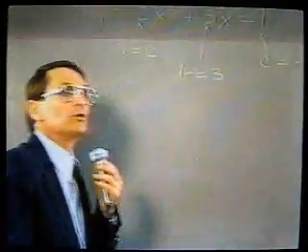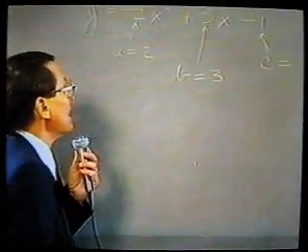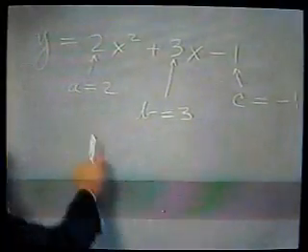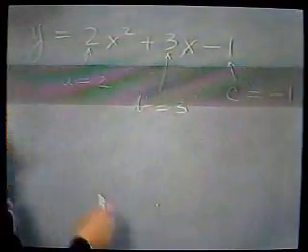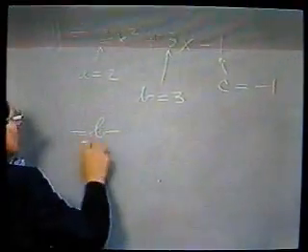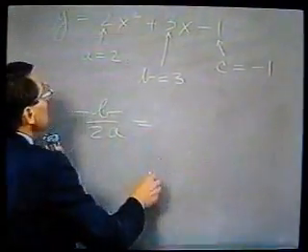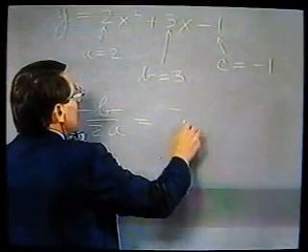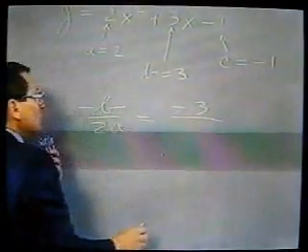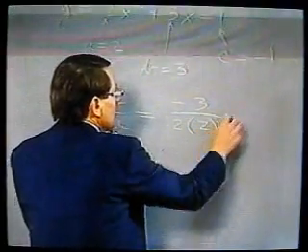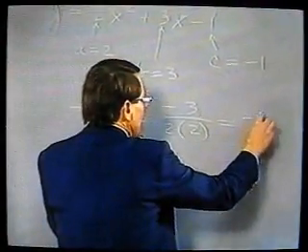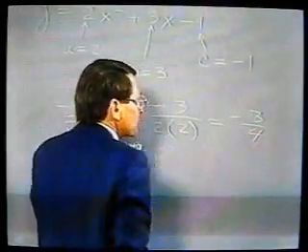To give a specific example, let us take the equation y equals 2x squared plus 3x minus 1, where a equals 2, b equals 3, and c equals minus 1. Then the formula minus b over 2a yields minus the b number 3 over 2 times the a number, which is 2, giving us the number minus 3/4.